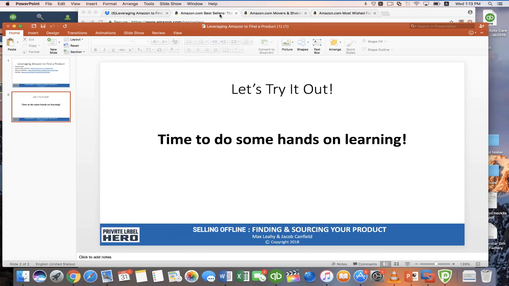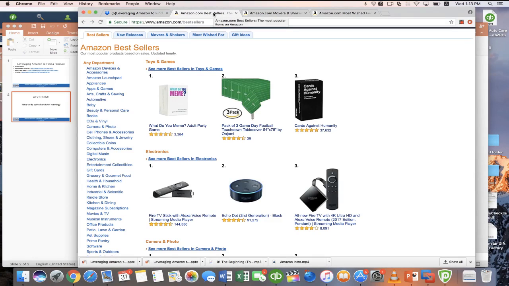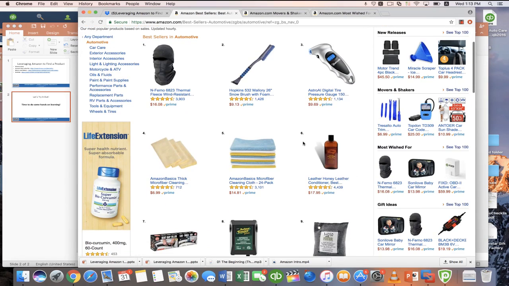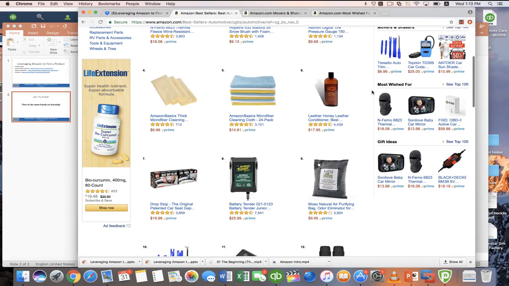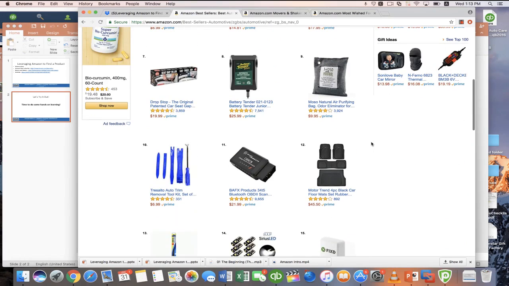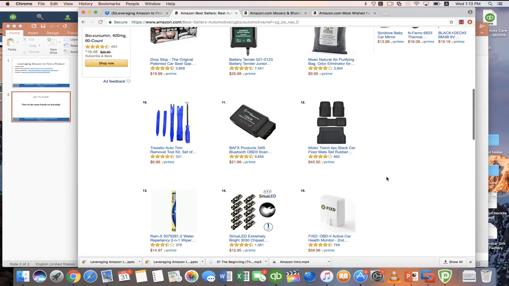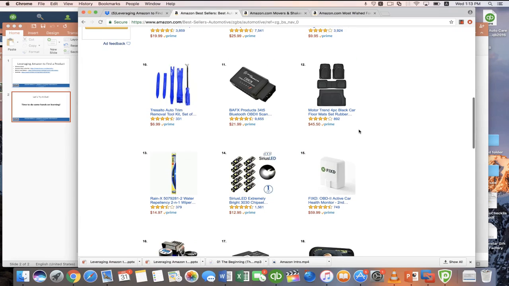So we're going to start with Amazon bestsellers. On Amazon bestsellers, you're going to again select your category. Let's take automotive as an example. So we go into automotive and we'll see all the normal automotive products, microfiber cleaning cloths, leather conditioner. We're looking for something a little unique that maybe we could put our own branding on, that we could change up a little bit and be unique. So let's take a look at car mats.